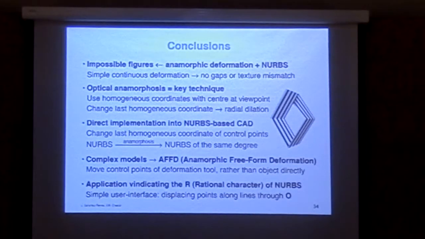And just the final remark is that this application vindicates the rational character of the NURBS model. When it was introduced in the late 70s, early 80s, it was not clear whether this rational character could be useful. And this is an example where it is really important, the rational feature of this NURBS model. Because otherwise, it's just impossible. It's very simple with the rational model. With the traditional polynomial model, it would be a nightmare.